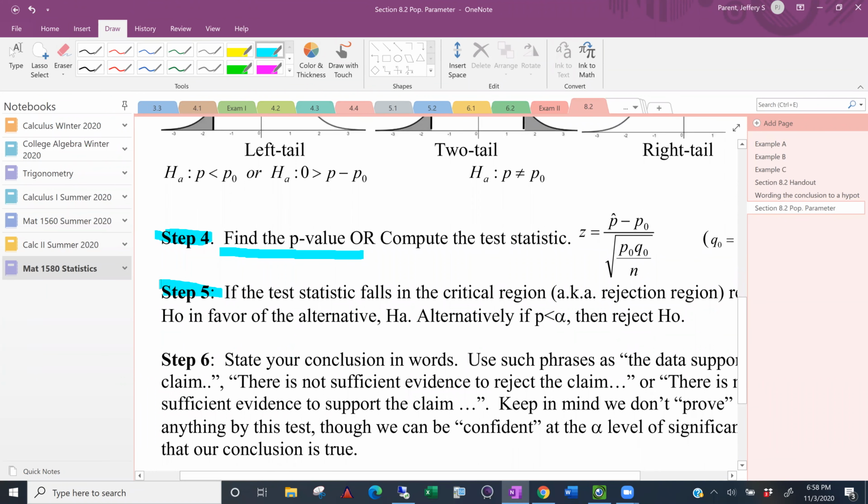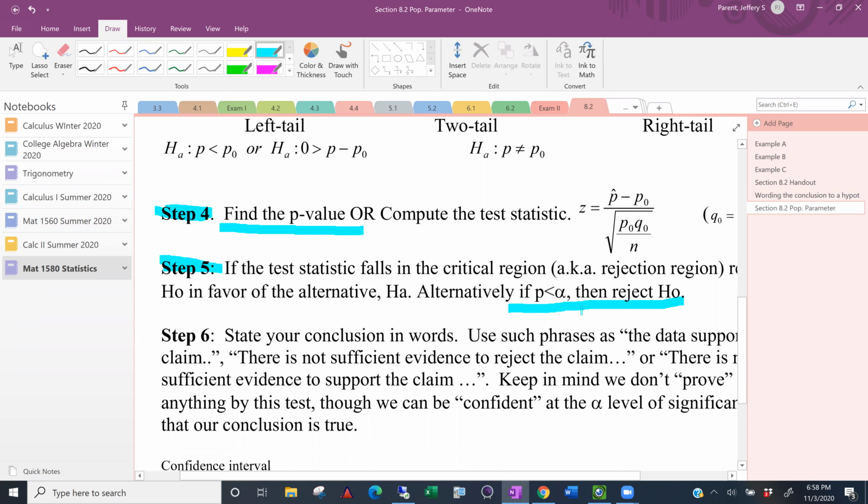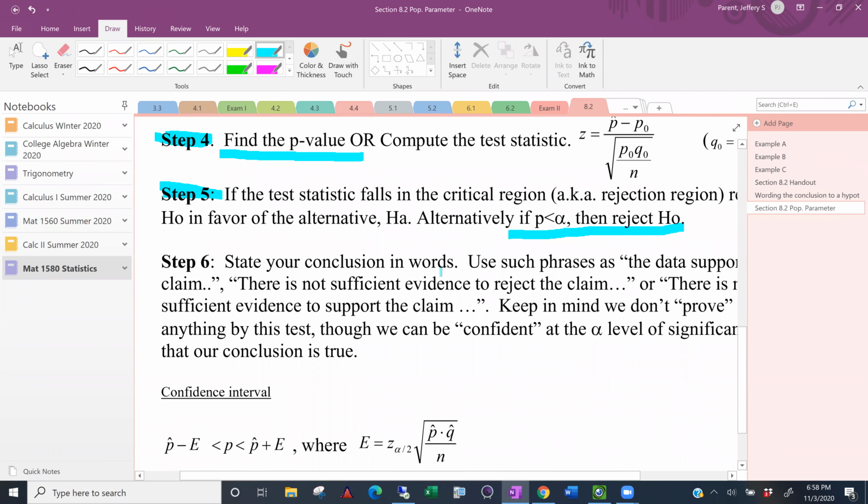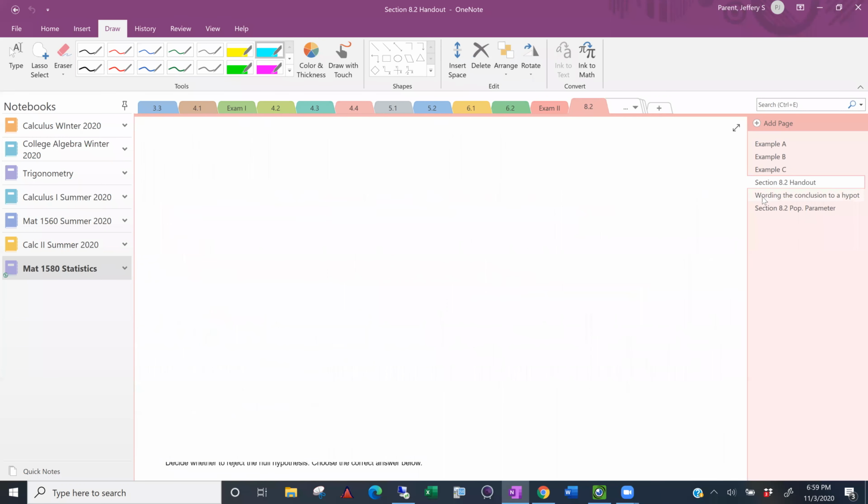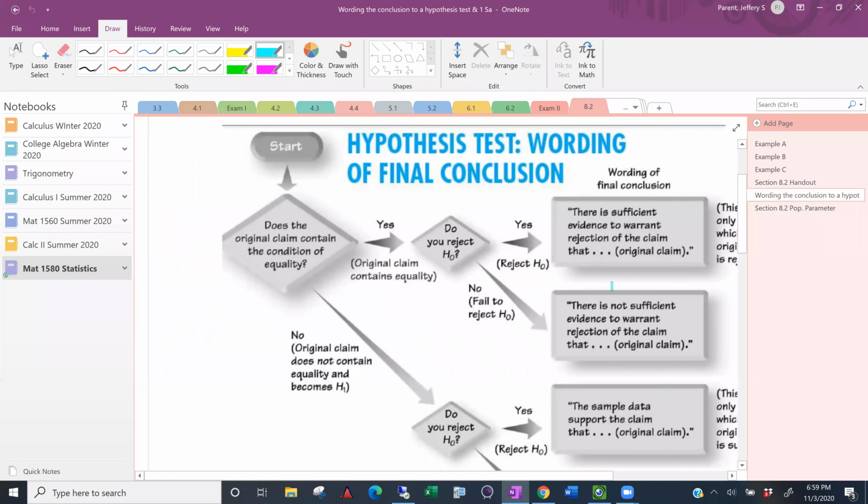The fifth one, and I should have changed this up a little bit. If the p-value is less than alpha, which we decided in step 2, then reject H naught. So that's the part that you're going to focus on here. And then last but not least, state your conclusion in words. And I've got a handout for that. So that would look like this.